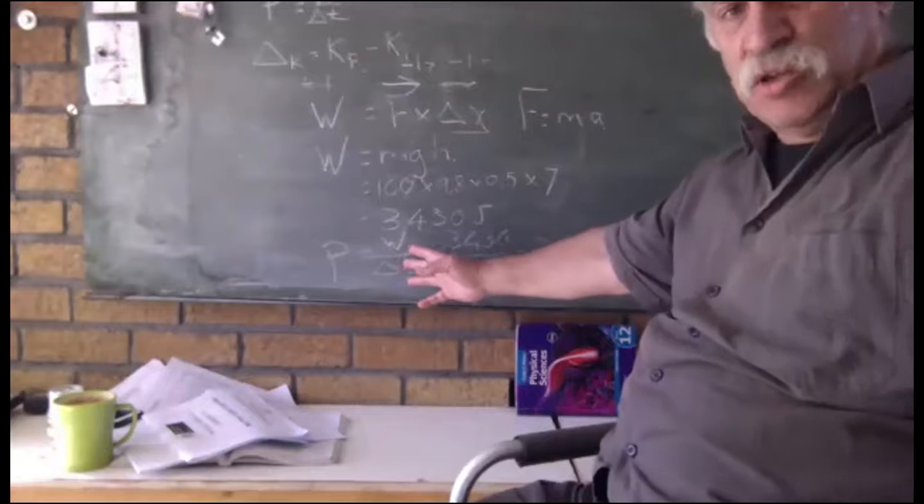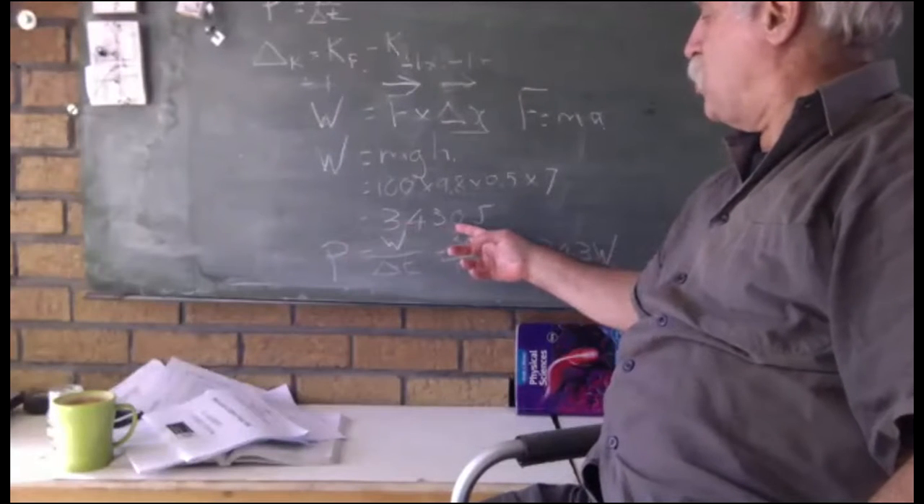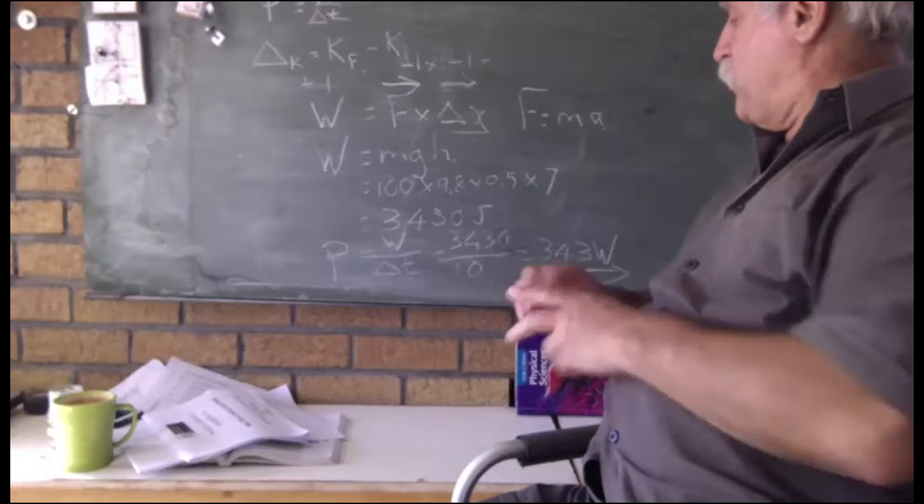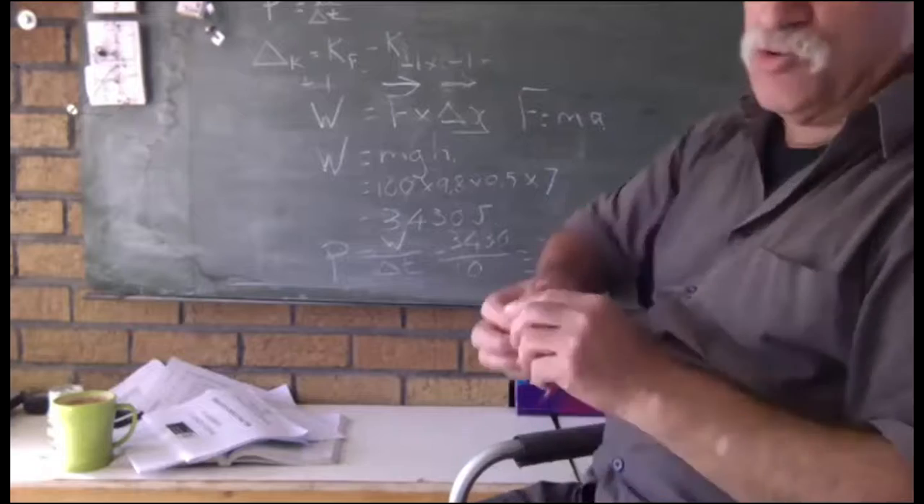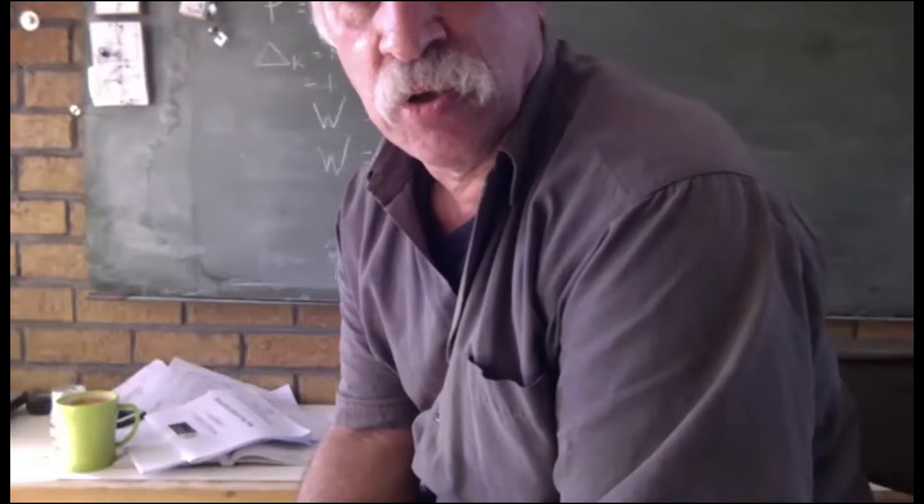Okay, do you see that? Power is work, which was 3,430, divided by time, which was measured in seconds. If we divide this number by 10, I just move my decimal comma and I get 343 watts. So that's how powerful I am. I am the equivalent of a fairly bright light bulb. I'm not very powerful.